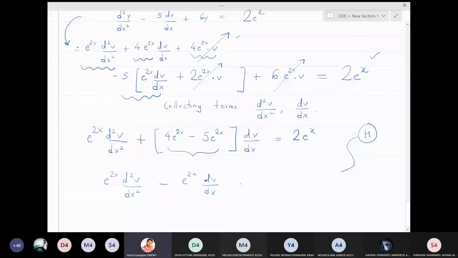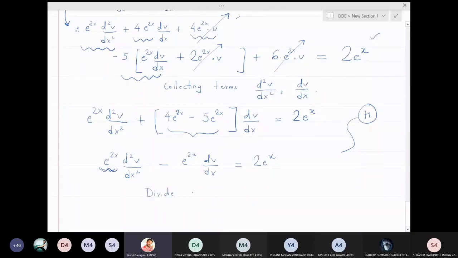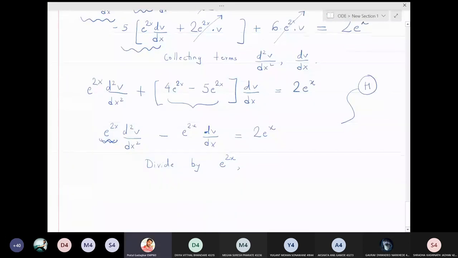And you know, you divided by y1 in the steps, right? So divide by e raised to 2x. So it will look like d2y by dx square, sorry, d2v by dx square minus dv by dx is equal to e raised to minus x, because I've divided by what? I've divided by e raised to 2x.